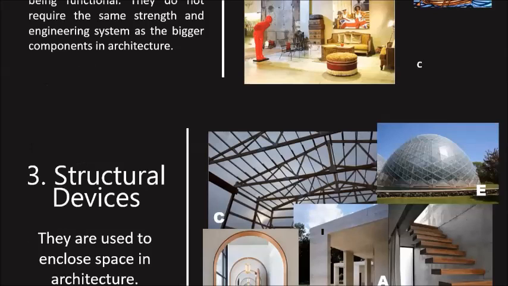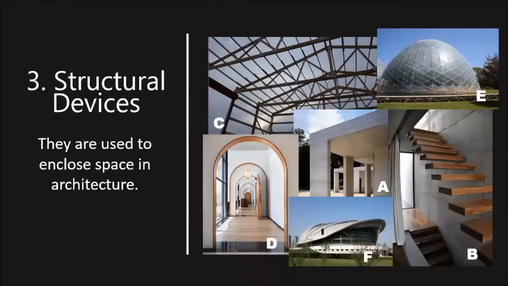Next, we have the structural devices. When we say structural devices, they are used to enclose space in architecture. Materials are important because they determine how structural devices operate. Okay, so these are the examples of structural devices. Letter A picture is the post and lintel. Letter B is the cantilever. Letter C is the truss system. D is the arc. E is the dome. And F is the shell structure. To further discuss the structural devices, let's proceed to the next slide.